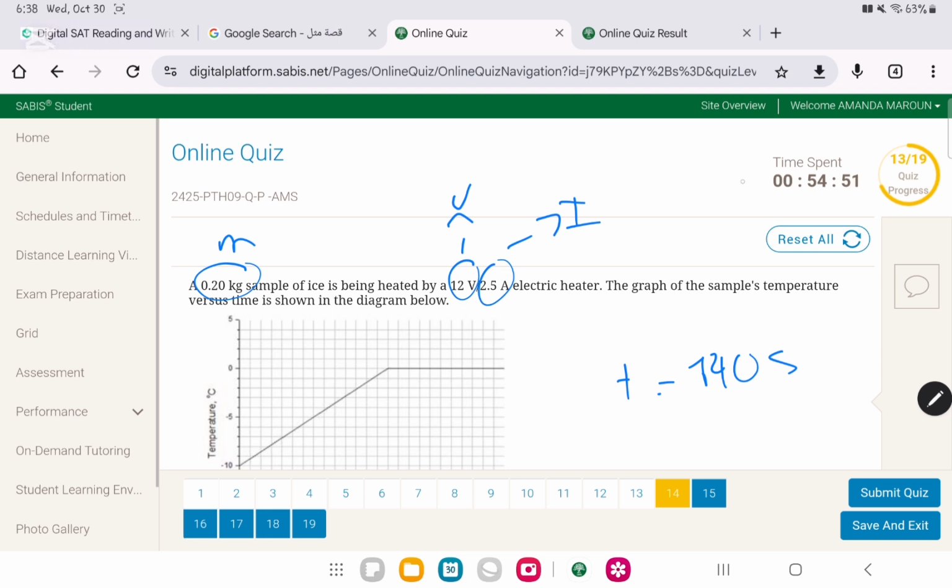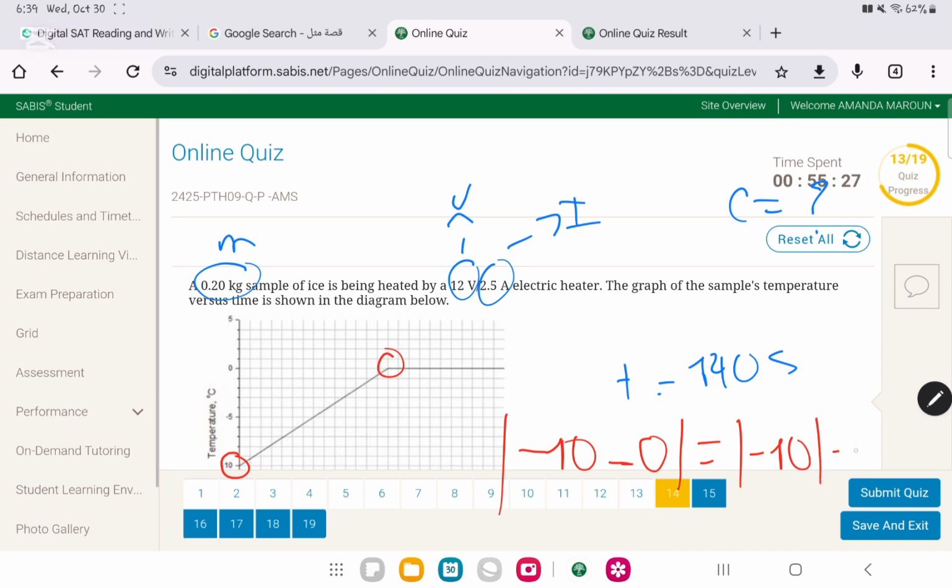They need us to find C, but we're only missing the delta T. So very simply, to find the delta T, you take the last point, you take the first point. Okay, so here the first point is minus 10. Let's say this is temperature initial. We're going to subtract it from the temperature final, which is 0, and we're going to put it in absolute value. So we are going to get minus 10 in absolute value, which is 10. So now we have delta T, which is 10.